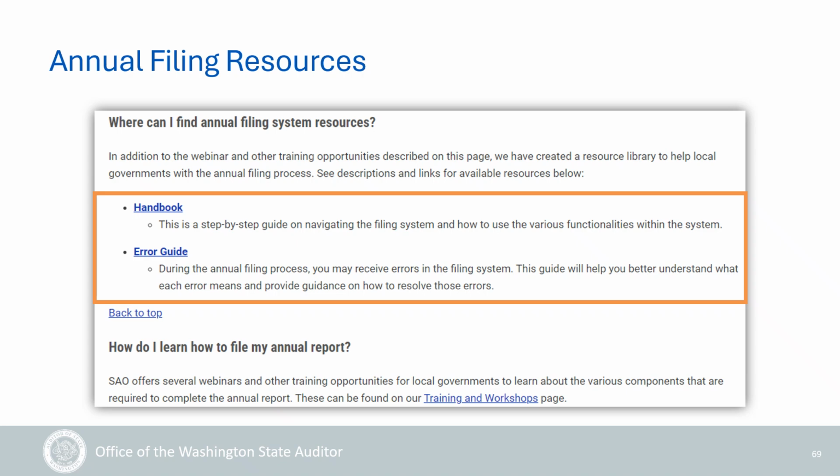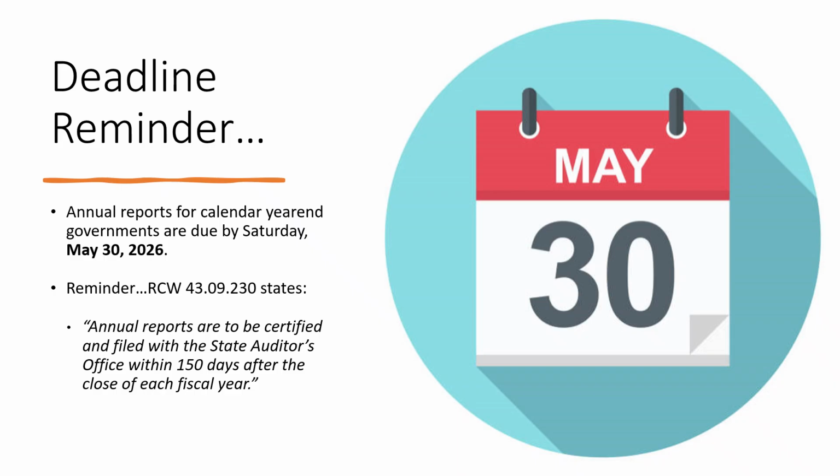The handbook is written as a guide of everything that we talked about in this training, including screenshots of how to navigate the filing system. The error guide will help you better understand what each error means and provide guidance on how to resolve those errors. We can't have an annual filing training without a little reminder of the deadline. The fiscal year 2025 reports for calendar year end governments are due by Saturday, May 30th. We encourage local governments to start their reports early to allow for adequate time to ask questions if needed.